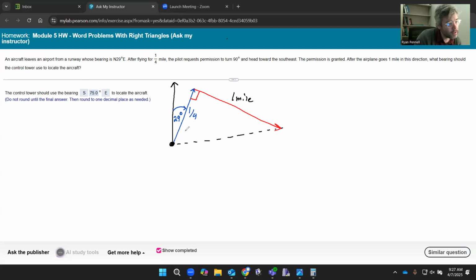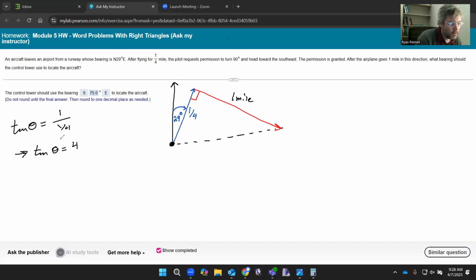So I could find the missing angle by using a calculator and also my trig function. So I think from there, we could say that the tangent of the missing angle would equal 1 mile over 1/4 of a mile. We don't know what this angle is, so we're going to have to solve. So 1 over 1/4 would be 4. So this is tangent of theta equals 4.